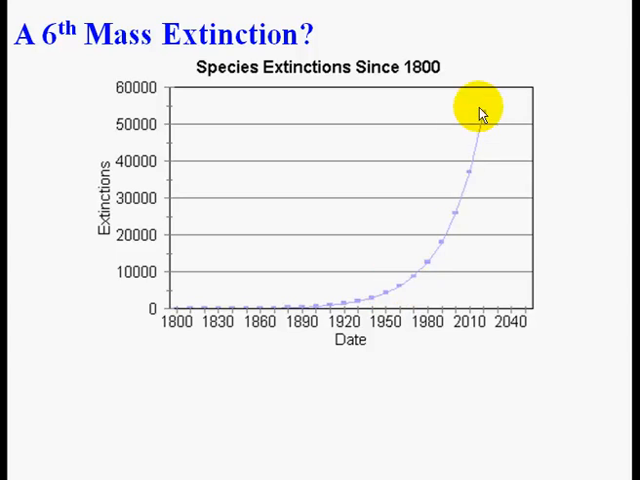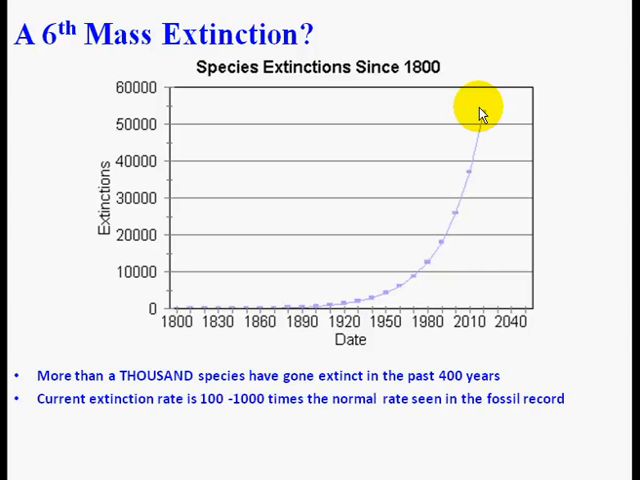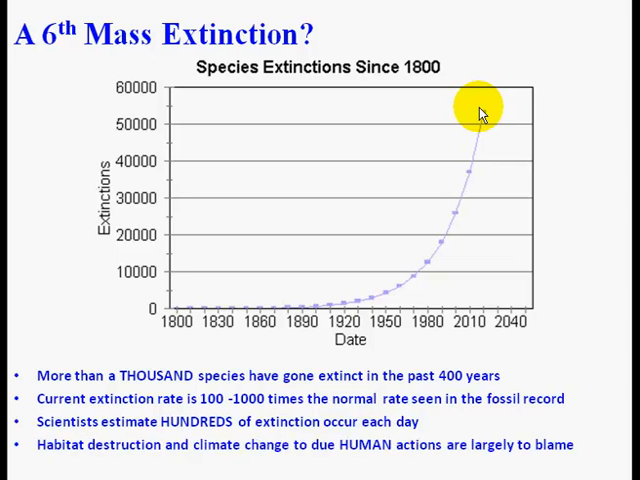If you look at the rate of extinction over the last several hundred years, more than 1,000 species have gone extinct. This current extinction rate is 100 to 1,000 times the normal rate seen in the past fossil record. And in fact, hundreds may be occurring each day. And the worst news is that we are likely to blame for this. Habitat destruction and climate change due to human actions are largely to blame.